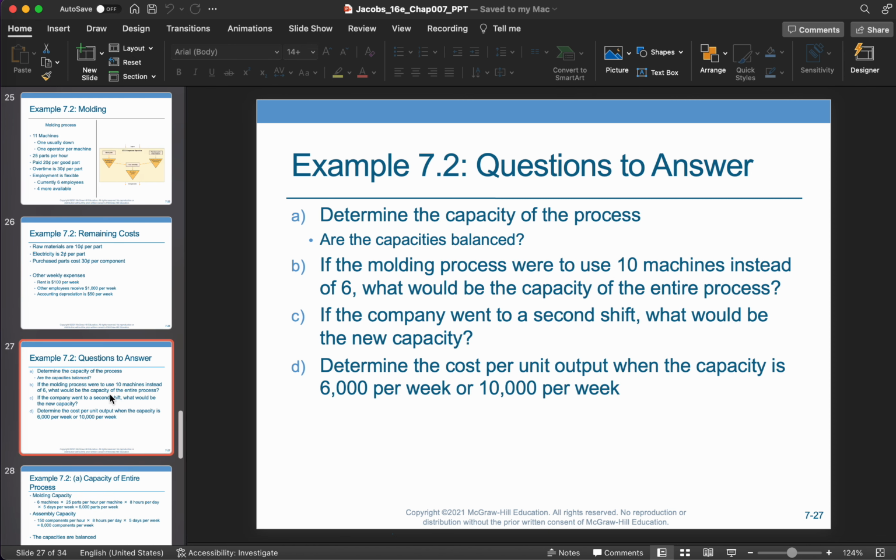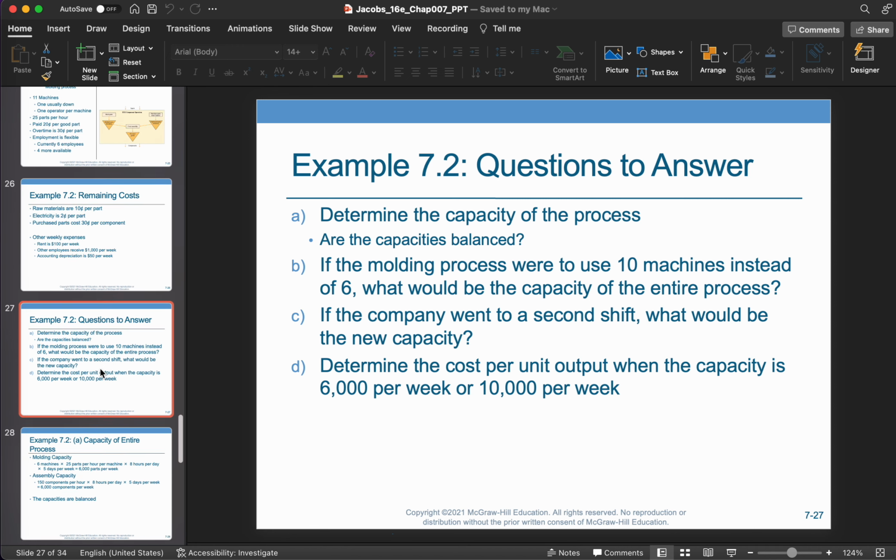Using this, we want to answer these questions. The first is, let's determine the capacity of the process, and we want to know if the capacities are balanced. Then what happens if you use all 10 machines instead of the 6 machines in the molding process? And then we'll talk about the assembly process where you could go to a second shift, right? So let's talk about that.